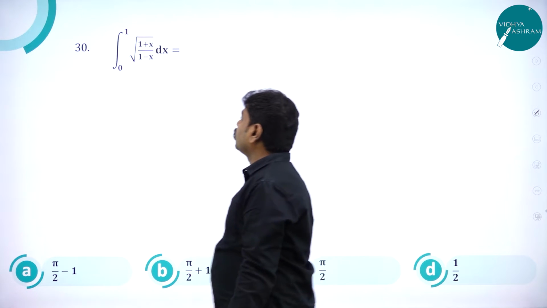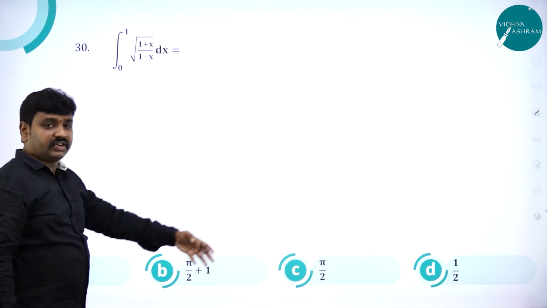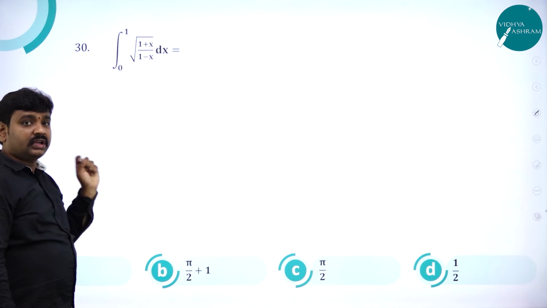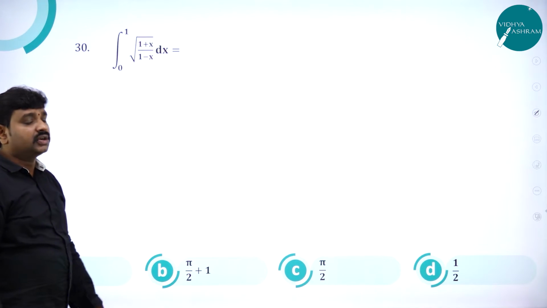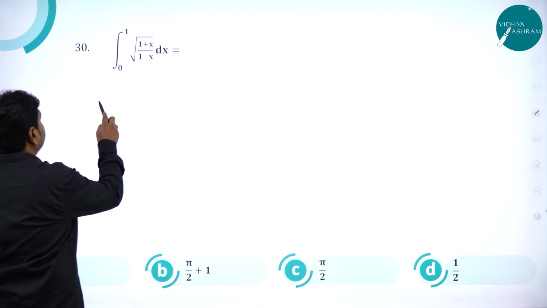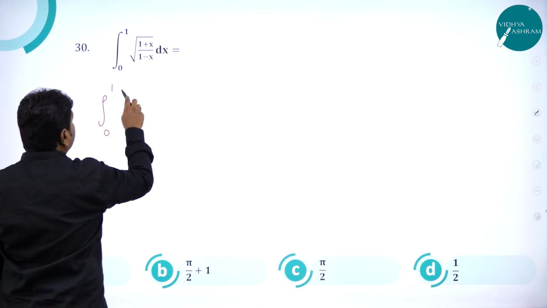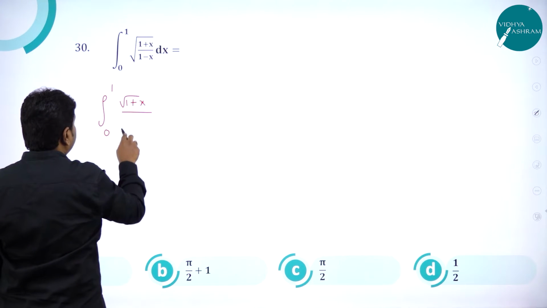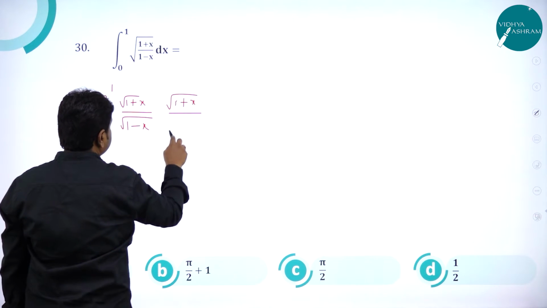Then integration of 0 to 1 root of 1 plus x by 1 minus x. If there are no limits, I would have differentiated the answer. And if it is a to b, a plus upper limit and lower limit, again we have a special property we can use. But there is no other go, we need to rationalize. So integral of 0 to 1, if I rationalize, divide and multiply by root of 1 plus x. So can I write it as root of 1 plus x divided by root of 1 minus x, divide and multiply by root of 1 plus x.